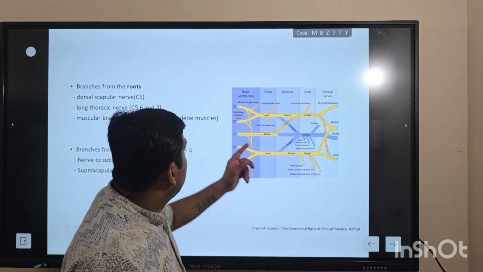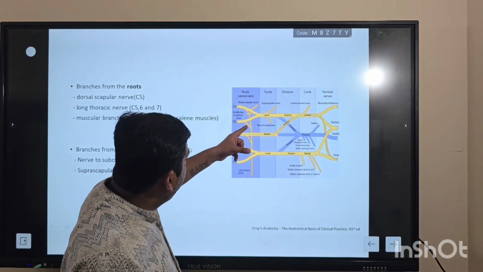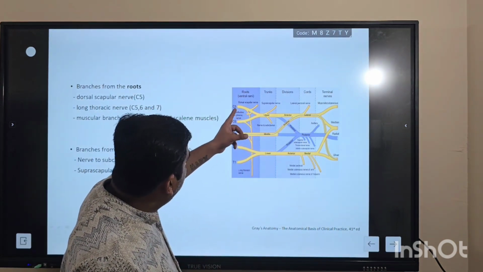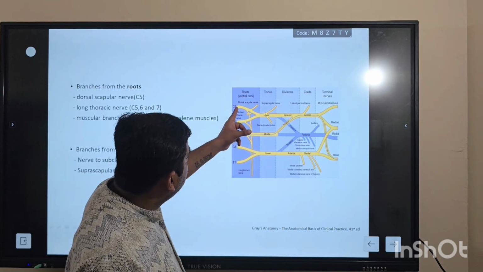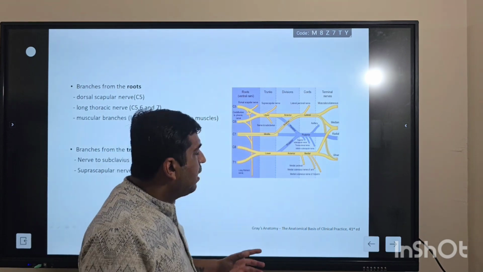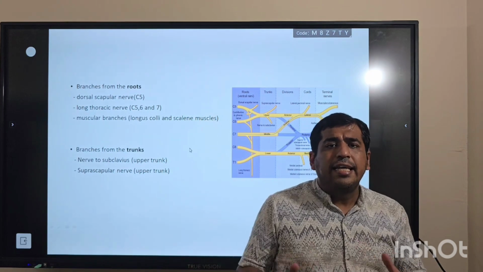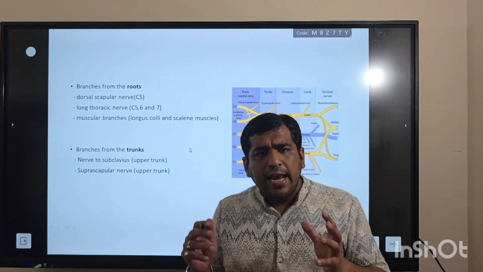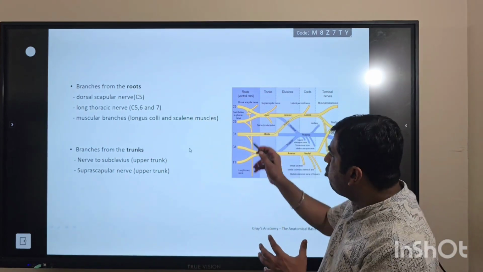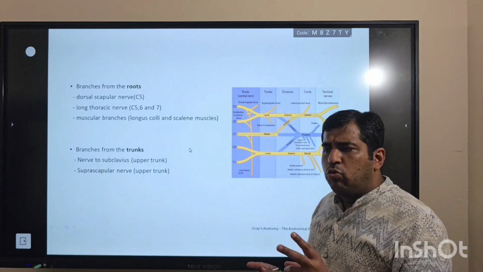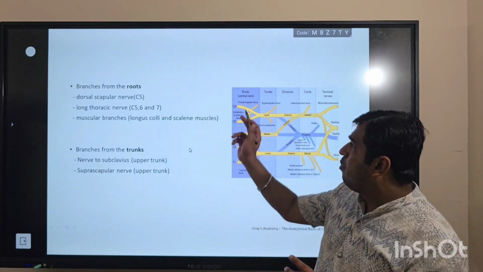rhomboid major. Then we have the long thoracic nerve, formed with the help of C5, C6 and C7. It supplies the muscle here. It is the serratus anterior. Serratus anterior is supplied by the long thoracic nerve. These two nerves are coming from the roots.